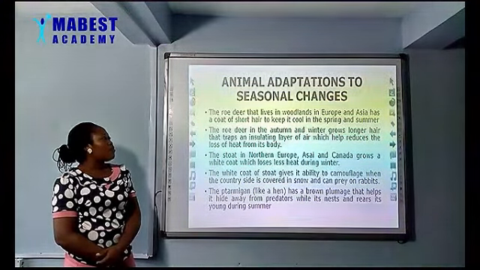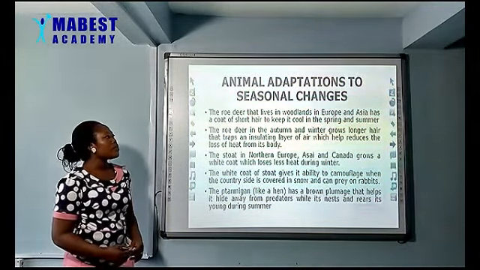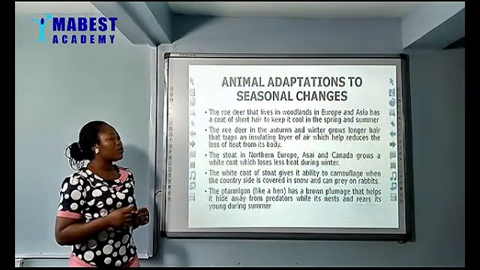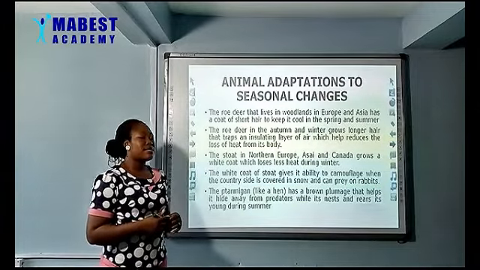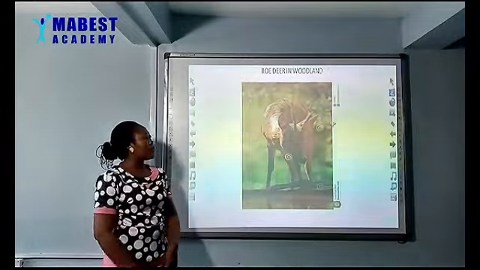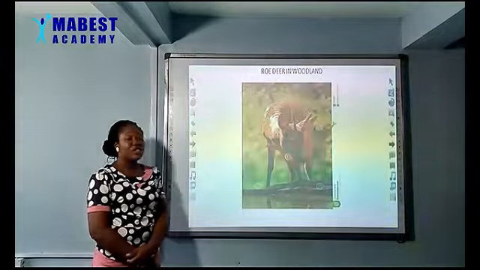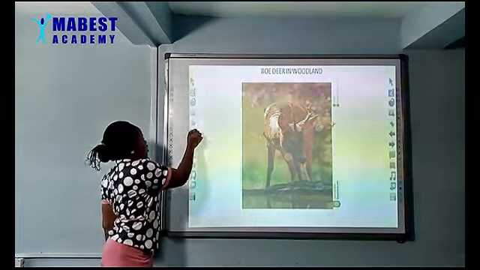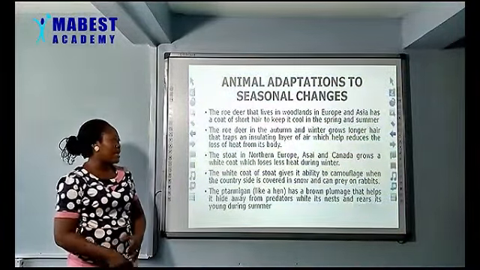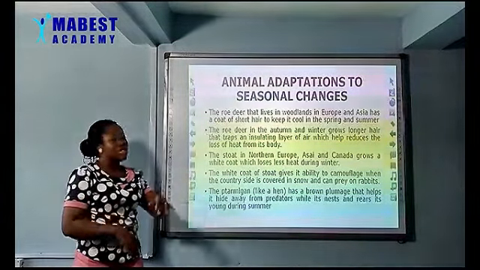So we have the roe deer that lives in woodland in Europe. They have coats of short hair that are found on their body during the spring and summer season to keep them alive. Yes, you can see them here. This is an example of a roe deer. They have very short hair. It keeps them alive during spring and summer. Then we also have another one, the roe deer in the autumn and winter. They grow longer hair.